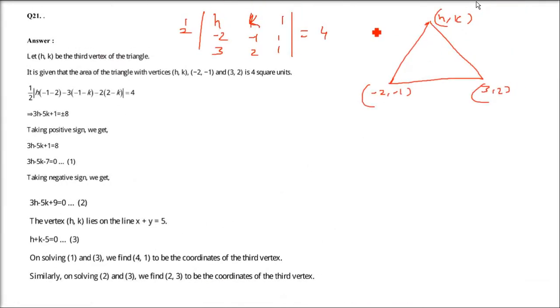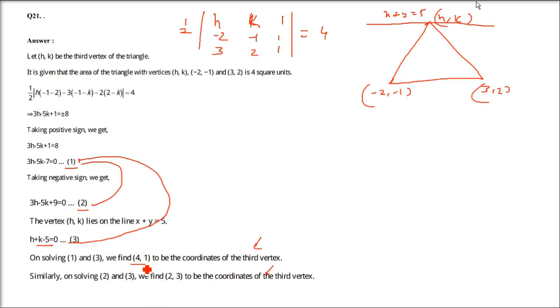One more thing is given. The hk is lying on the line which is given by x plus y equals 5. So x plus y equals 5. The h and k can be put in x and y. So what we have to do is, we have to solve 1 and 3 and 1 and 2. You have to solve 1 and 2 and 1 and 3.